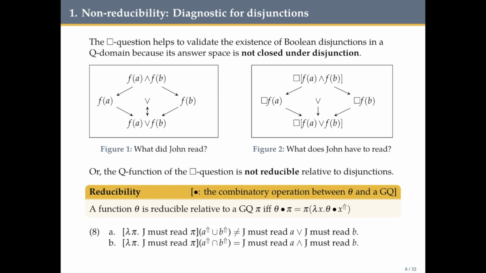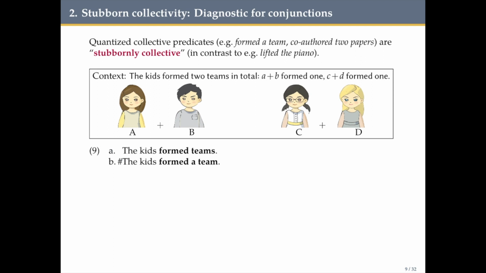For example, in 8a, John must read A or B is not equivalent to John must read A or John must read B. In contrast, as in 8b, John must read A and B is equivalent to John must read A and John must read B. So this shows that we're not able to use the semantic diagnostic for Boolean conjunctions. Instead, I'm going to use a diagnostic based on stubborn collectivity to rule in conjunctions.